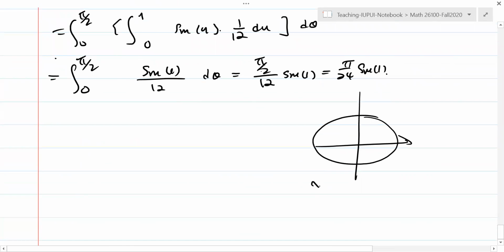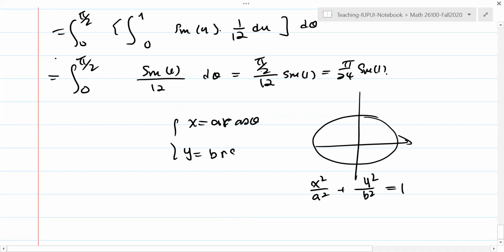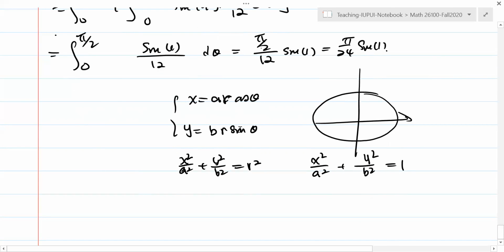Okay. So here's the equation: x squared over a squared plus y squared over b squared equals 1. The standard transformation will be x equals a r cosine θ, y equals b r sine θ. Then x squared over a squared plus y squared over b squared equals r squared, so r squared is going to be less than or equal to 1.